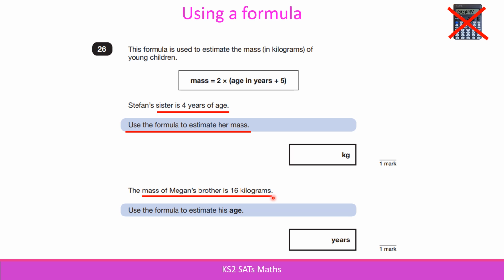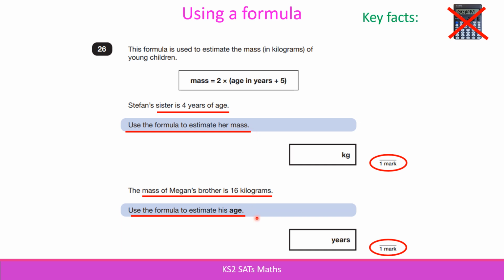Next, you've been told the mass of the brother is 16 kilograms, so that means this side is equal to 16 and you've got to work out the age. So 16 is equal to this equation here, but how old is the brother? You've got to write your answer in here. Again, it is worth 1 mark. So each of these questions here is worth 1 mark. You've got to work out the mass and then you've got to work out the age.